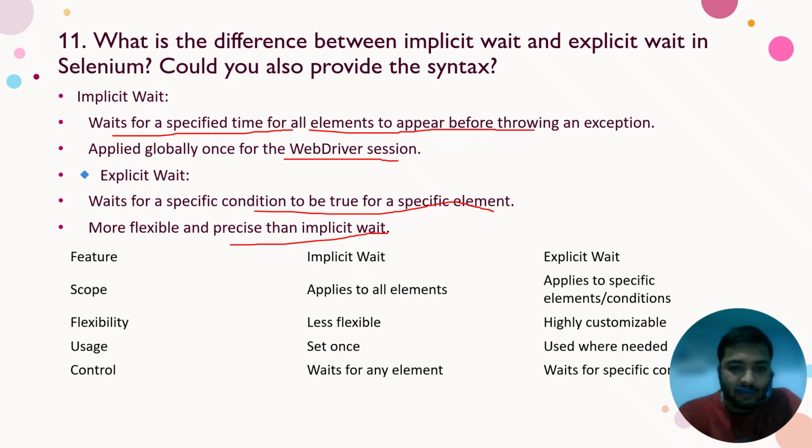Comparing by feature: scope, implicit wait is applied to all elements, explicit wait is applied to a specific element with a condition. Flexibility, implicit is less flexible, explicit has high customization. Usage, implicit is set once, explicit is used where needed. Implicit waits for any element, explicit waits for specific conditions.